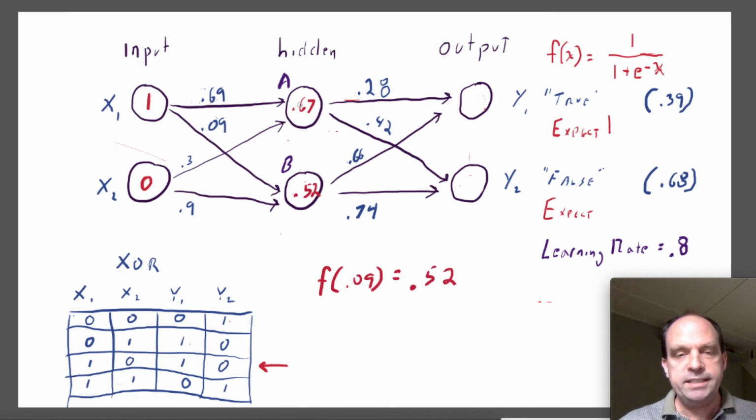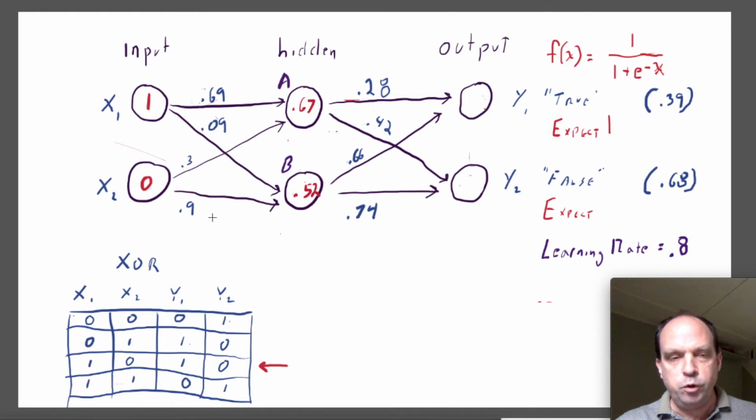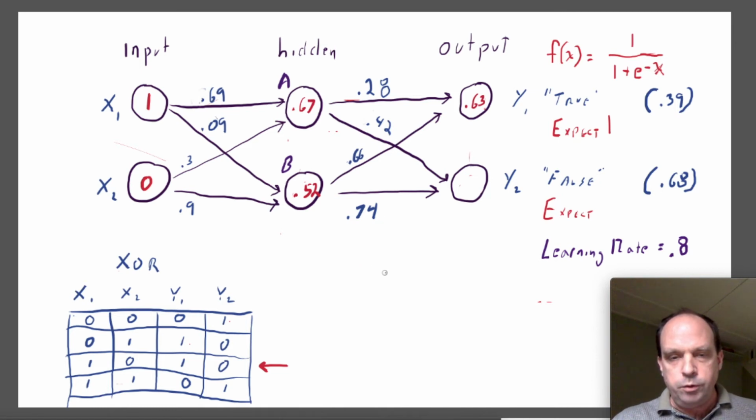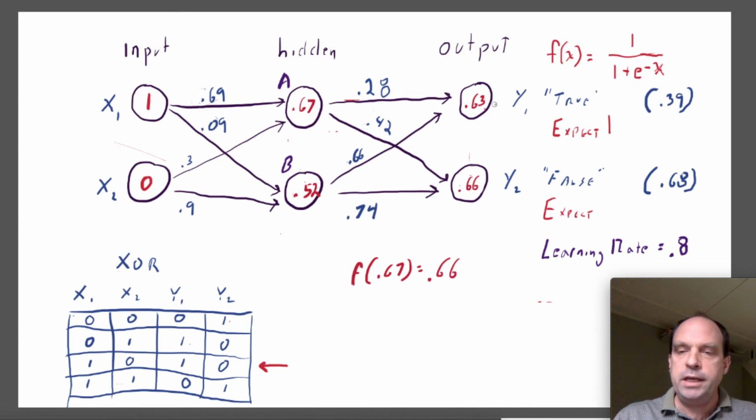We multiply 0.67 times 0.28 and 0.52 times 0.66. We get a sum of 0.53, and F of 0.53 is 0.63. And finally, we take 0.67 times 0.42 and 0.52 times 0.74. We get 0.67, and F of 0.67 is approximately 0.66. So we can see we've made a little progress.